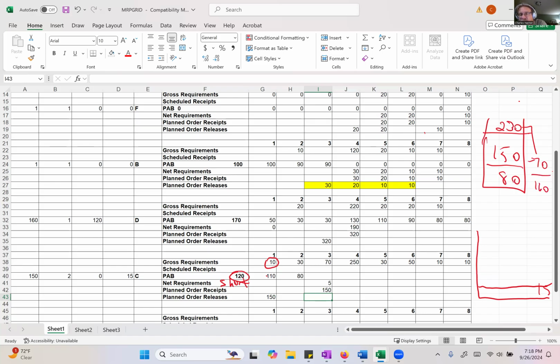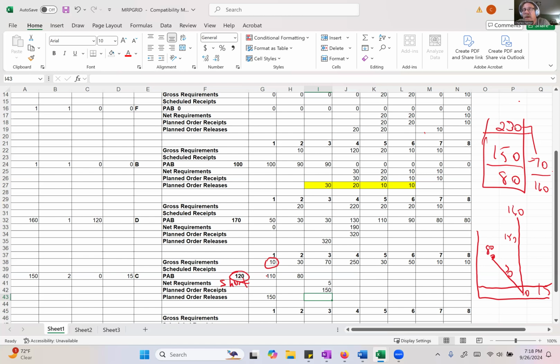On my chart, it would look like this. Here's 80. I need 70. I'm down to 10. And I bring in 150. So I'm up to 160. Going back to Herman's question, could I sell all 160?